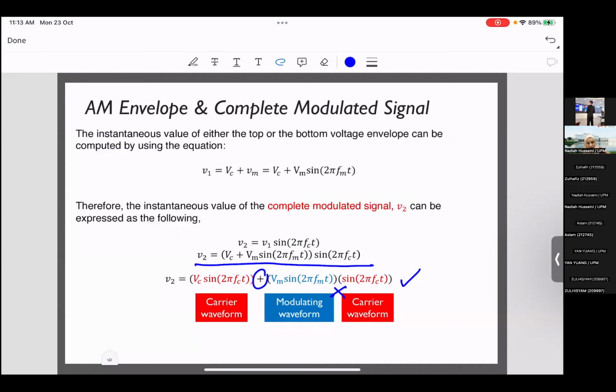Okay, so for the VAM, what you see here is you need to have an addition of the carrier signal, Vc sine 2 pi fc t. I shouldn't write over it, okay? And then it needs to be added to a product of the Vm sine 2 pi fm t, which is the modulating signal, times the carrier signal without the Vc. So how do we achieve this? We need to design a circuit that will do this for us later on. Okay. So next one.